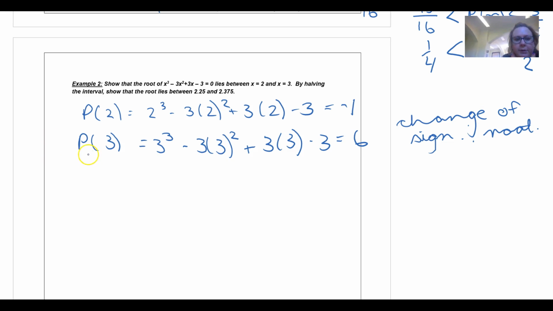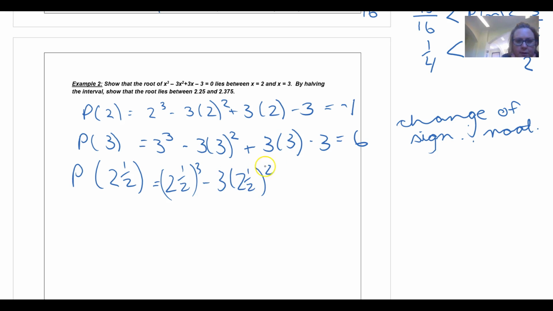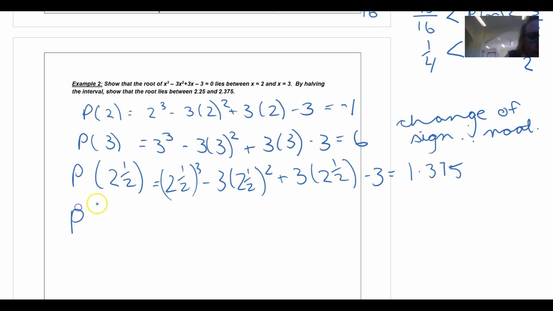If I halve it, I'm going to go to P of 2.5. Where do I get that? Halfway between 2 and 3. 2.5 cubed minus 3 times 2.5 squared plus 3 times 2.5 minus 3. Let's see what that gives me. Okay, that one's positive, so it replaces the old positive one. So I know that the root now lies between 2 and 2.5, so I want to go 2 1/4.